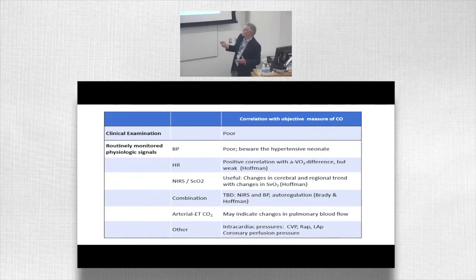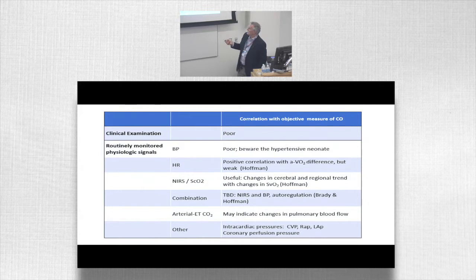Routinely monitored physiologic signals by themselves are also problematic. Blood pressure has a very poor relationship, other than the newborn hypertensive post-bypass. Coming back to you in the ICU, be very aware of those patients and get that blood pressure down because the myocardium is under a lot of stress and can potentially fail very rapidly. Heart rate, weak correlation. NIRS may be useful, but as a trend monitor only.